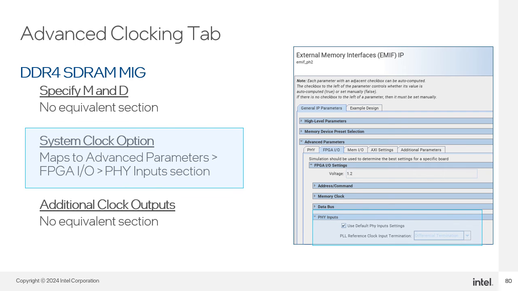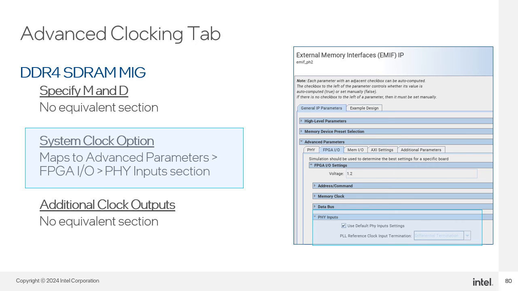The System Clock option allows you to specify the reference input clock configuration. The valid options are differential or no buffer. Agilex 5 devices support only differential I/O standards on the dedicated PLL clock input pin for EMIF IP, and we cannot change it. The only option that we can change in our IP is the input termination. The supported options are differential termination or no termination. The IP defaults the input termination for the PLL reference clock to differential termination. You can change the termination value in the PHY input section under the FPGA I/O tab.